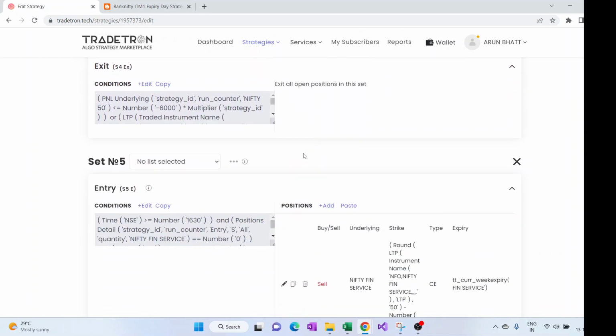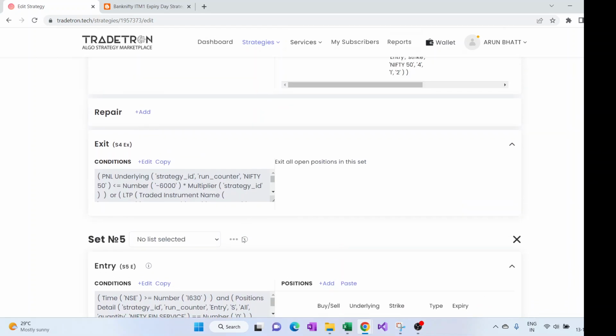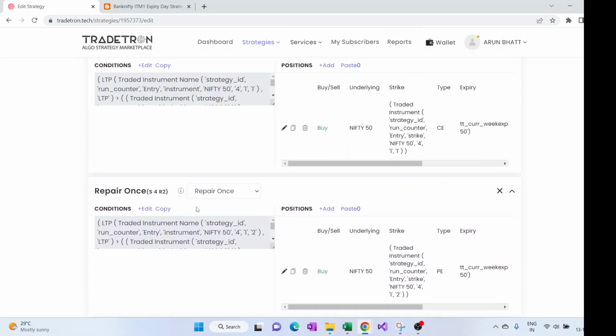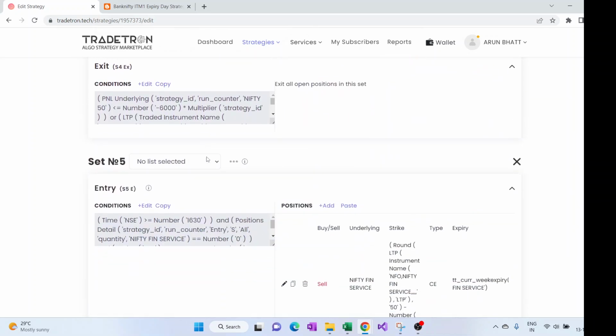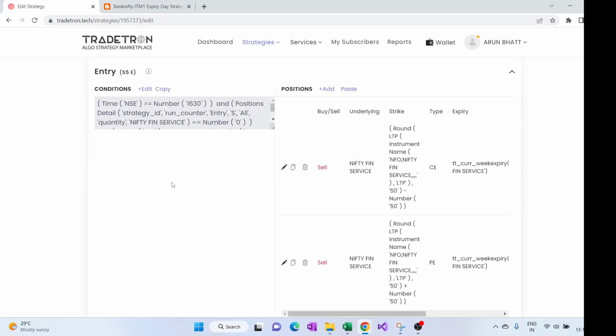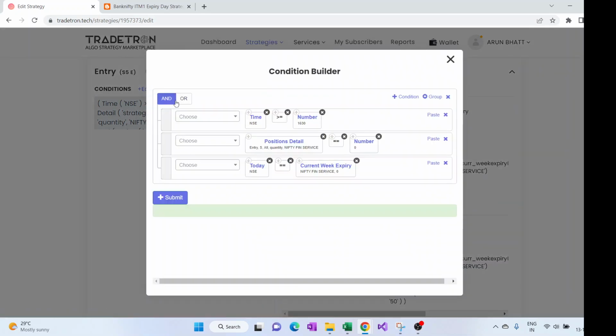Now this set 5 is the same strategy which I am running in Nifty, the 1130 one. For a few expiry days I ran it on Fin Nifty also, but one issue came because of which I made it inactive. Now how to make a strategy inactive: it is there in this set itself. So let's go to the condition. In Nifty, you see the time is greater than or equal to 1130.